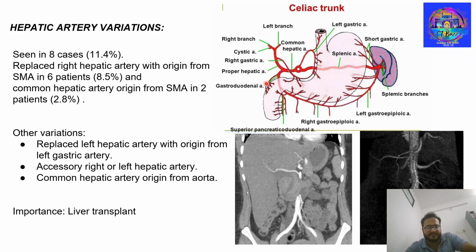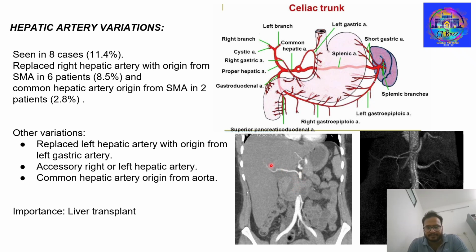Out of 8 cases, 6 patients had replaced right hepatic artery with origin from the superior mesenteric artery, whereas 2 patients showed common hepatic artery origin from the superior mesenteric artery. This is a normal anatomical diagram showing the celiac trunk with all the branches. This is the coronal MIP image of CT abdomen pelvis arterial phase showing hepatic artery directly originating from the abdominal aorta.